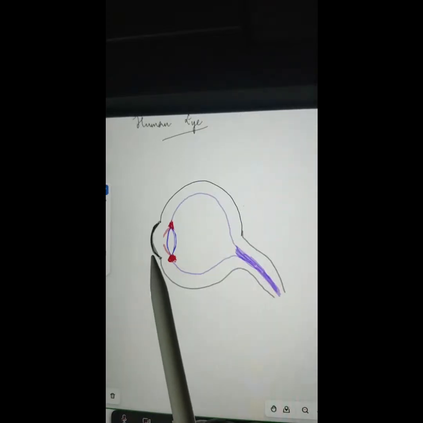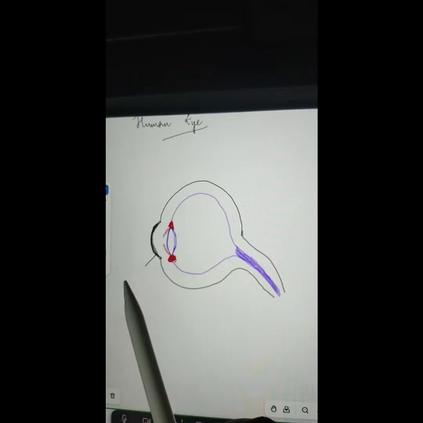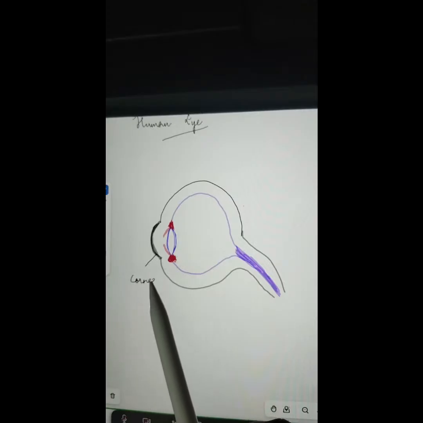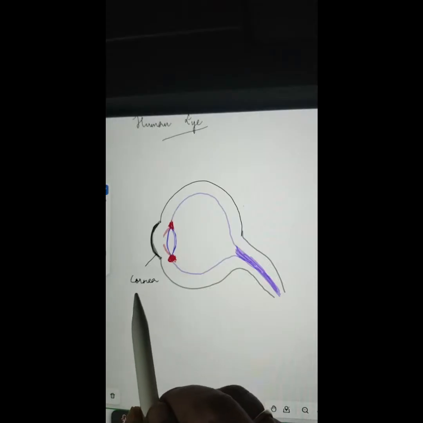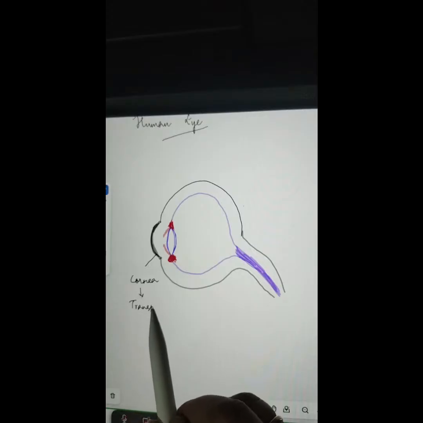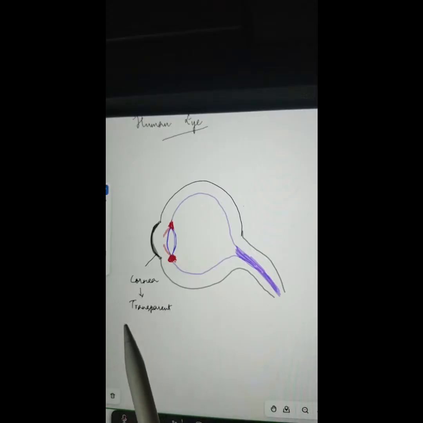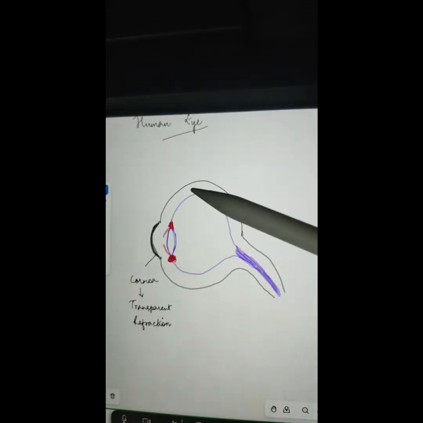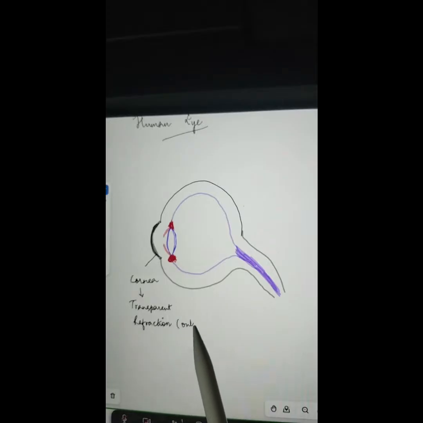First of all, the front bulging part of the eye is known as cornea. This cornea is the transparent part. This you need to know. It is bulging because it looks like it is swollen. So it is the transparent part and it helps in refraction, and as it is transparent, it also allows light to go inside. And also the outer surface of the cornea helps in refraction. This is also one of the very important points.